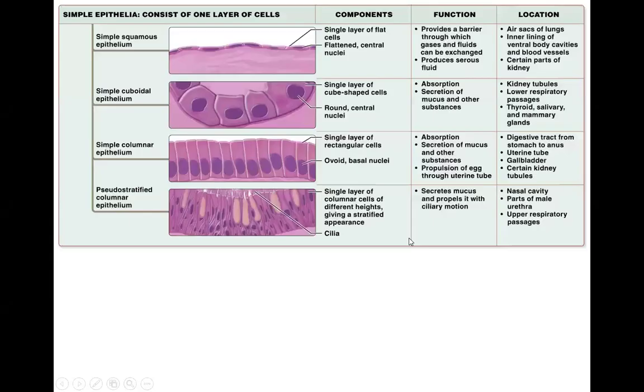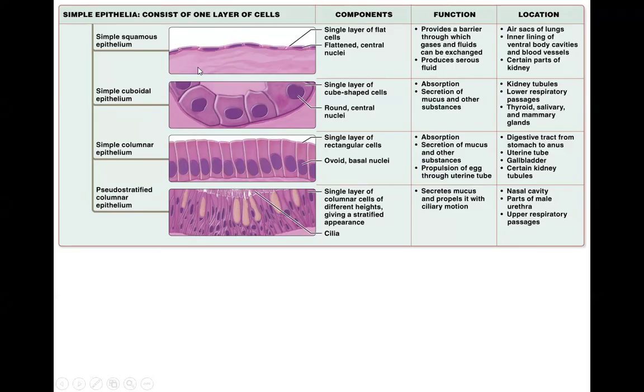Okay, summary of simple epithelia. This is your simple squamous epithelium. That's the simple cuboidal epithelium. And this is a simple columnar epithelium. These are pseudostratified columnar epithelium.